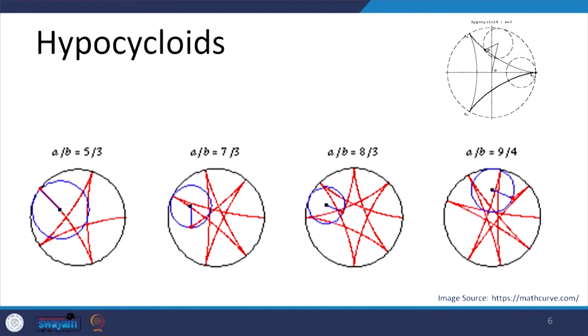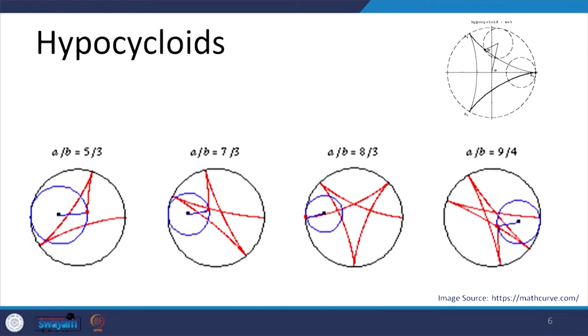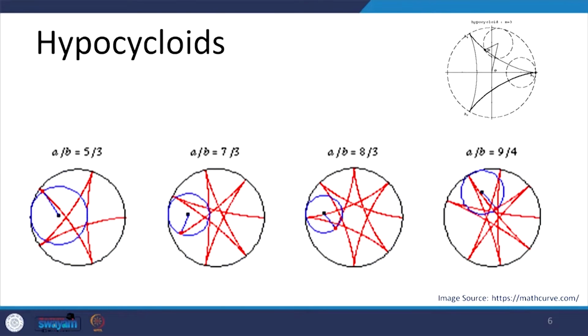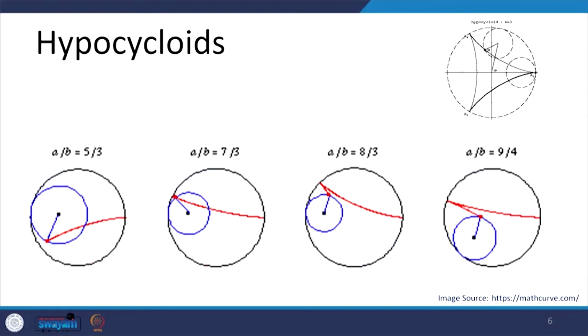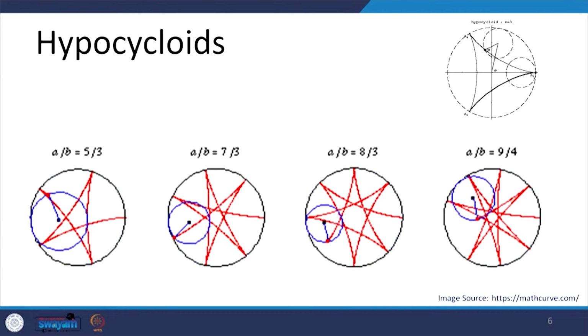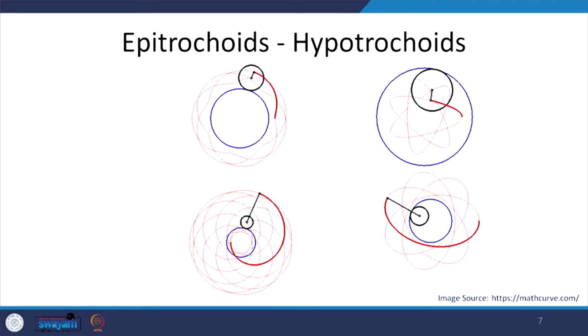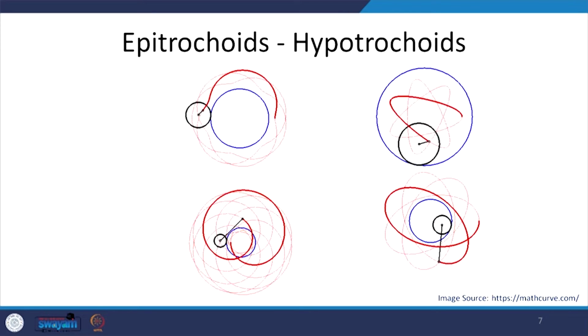Again, there are these numerical formulas which we can use to trace these paths. We only have to know how to draw it geometrically. That is what we are going to be learning here. So, this is hypocycloids. Then we will move on to the next curve, which is epitrochoid or hypotrochoid.